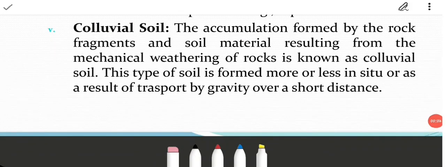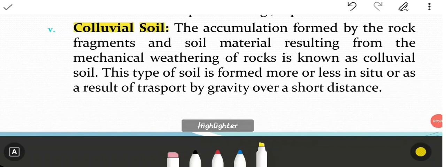Now colluvial soil. The accumulation formed by the rock fragments and soil material resulting from the mechanical weathering of rocks is known as colluvial soil. Okay, this type of soil is formed more or less in situ or as a result of transport by gravity over a short distance.